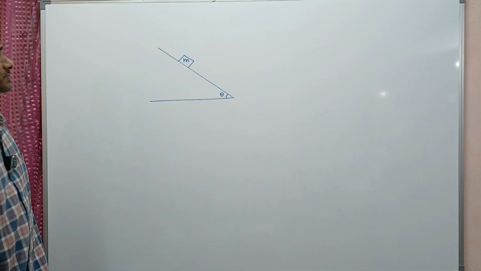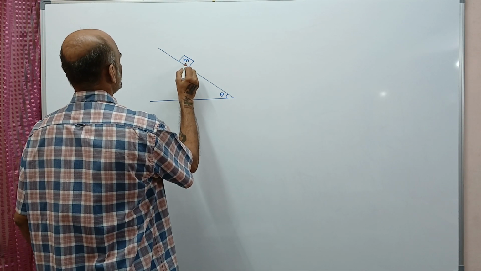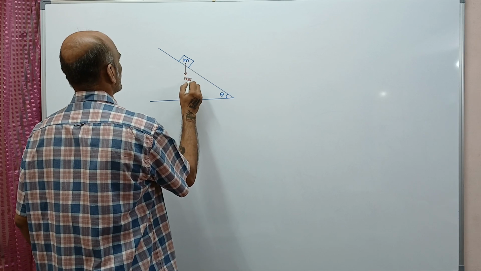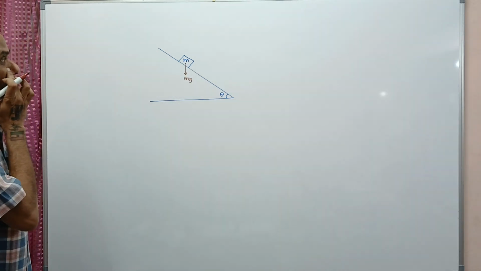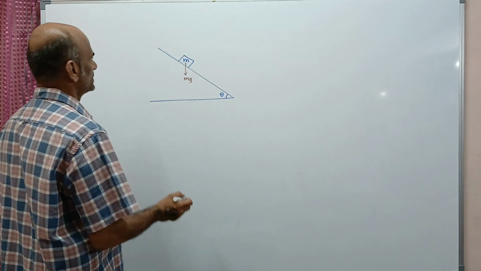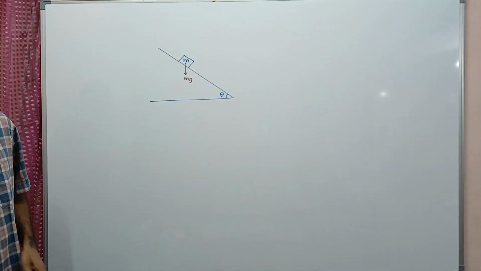What are the forces acting on this block? Earth is pulling it down, so there will be a weight mg. On a realistic surface, it will have some friction, so there will be a friction force acting on this block. And what is the direction of the friction force?